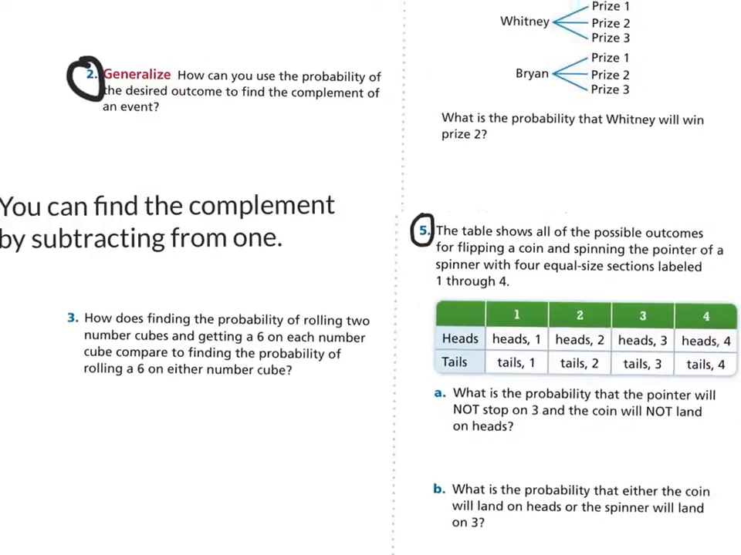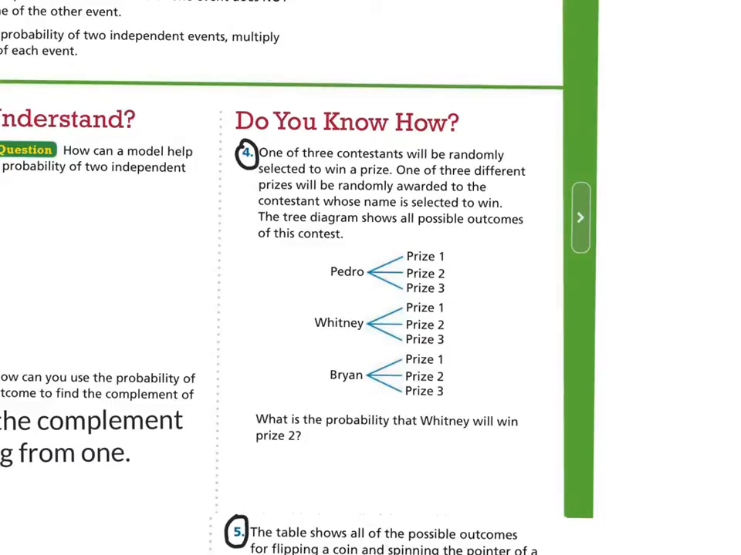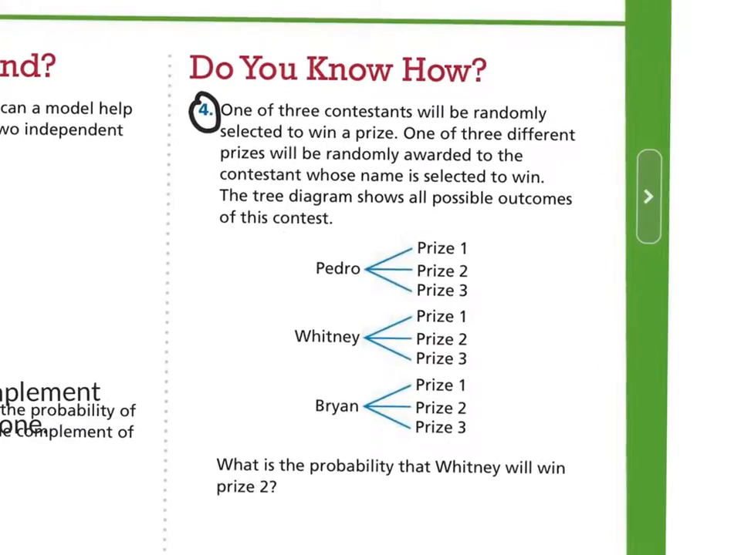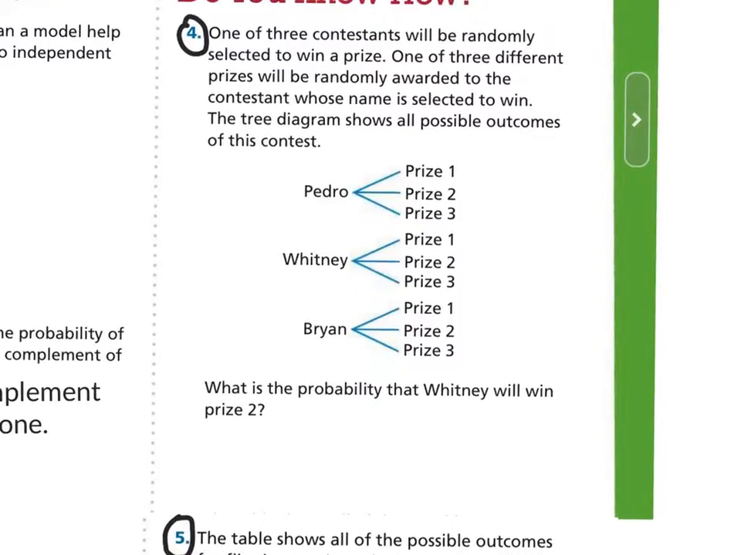Look at the "Do you know how?" number 4. One of 3 contestants will be randomly selected to win a prize. One of 3 different prizes will be randomly awarded to the contestant whose name is selected to win. The tree diagram shows all possible outcomes of this contest. So the question, what is the probability that Whitney will win prize 2?